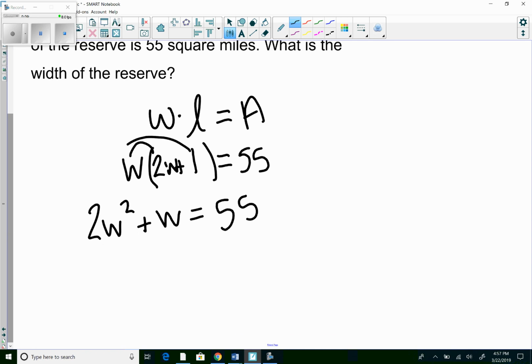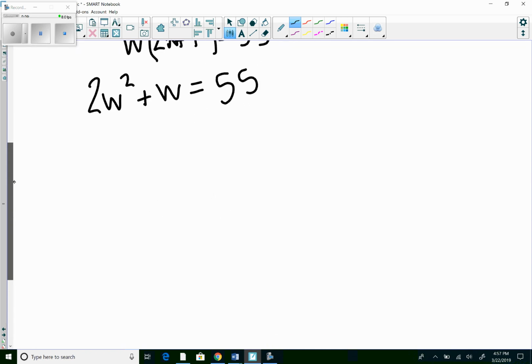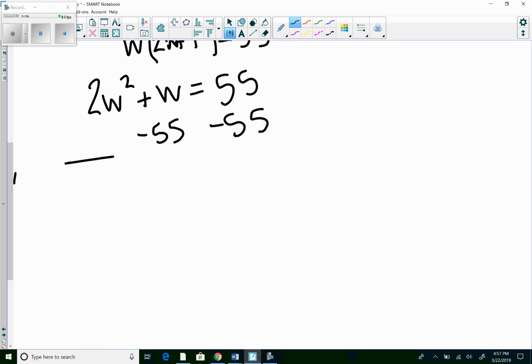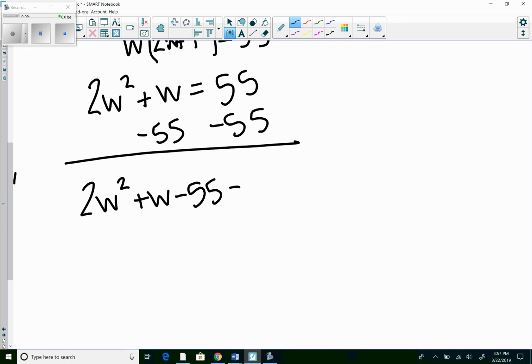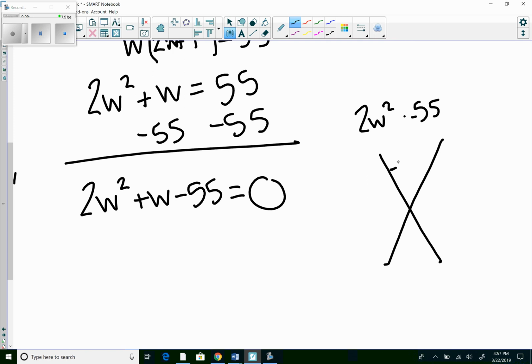The only way that that zero product property process is going to work is if we have 0 over here on the other side, so we have to subtract 55 from both sides, leaving us with 2W squared plus W minus 55. So now from here, again, let's do that AC split. I'm going to do 2W squared times negative 55, which gives us negative 110 W squared. And then down here in the bottom, I'm going to write down W. So basically, we're trying to find those factors of negative 110W that will give us W.